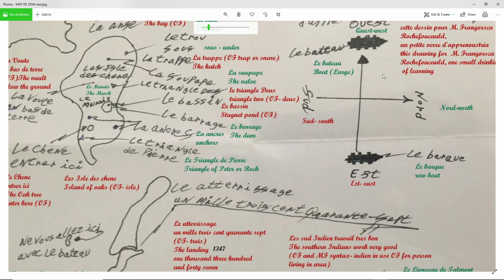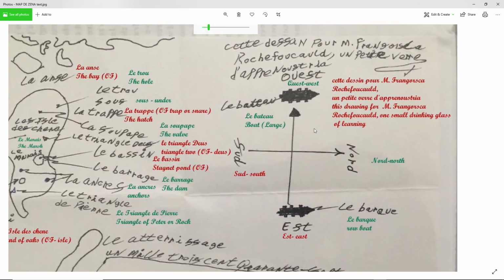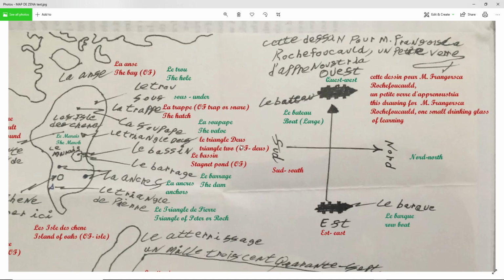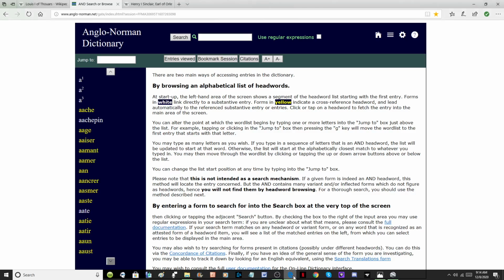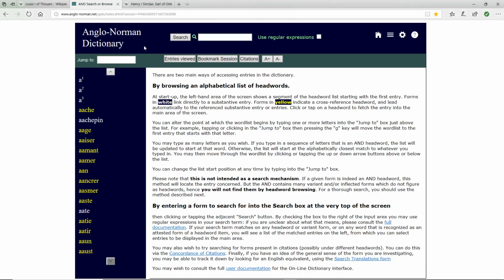And on this map, anything that is in red is in Old French, or has words that relate, or syntax that relates to Old French. I'm not a French expert, so I might have people that are going to argue against it. But the way I did this was I used this Anglo-Norman dictionary, and if I find a word that is in this dictionary, then I consider it to be Old French or Middle French.